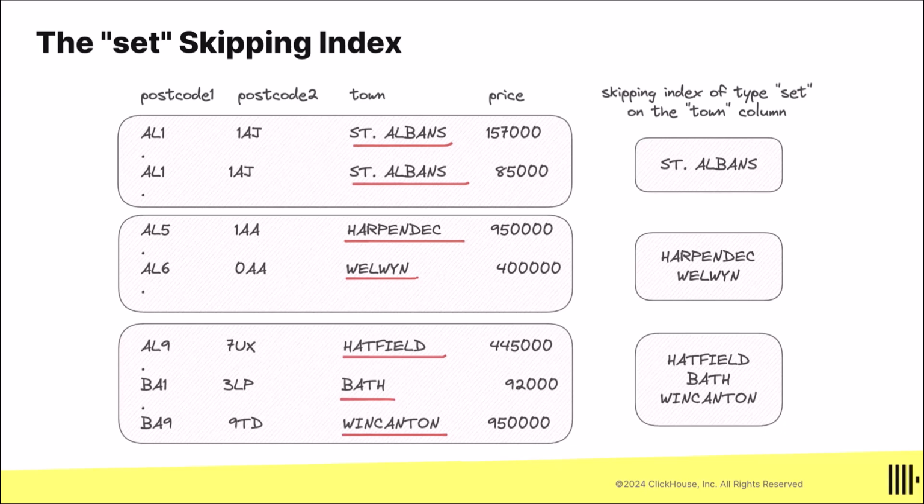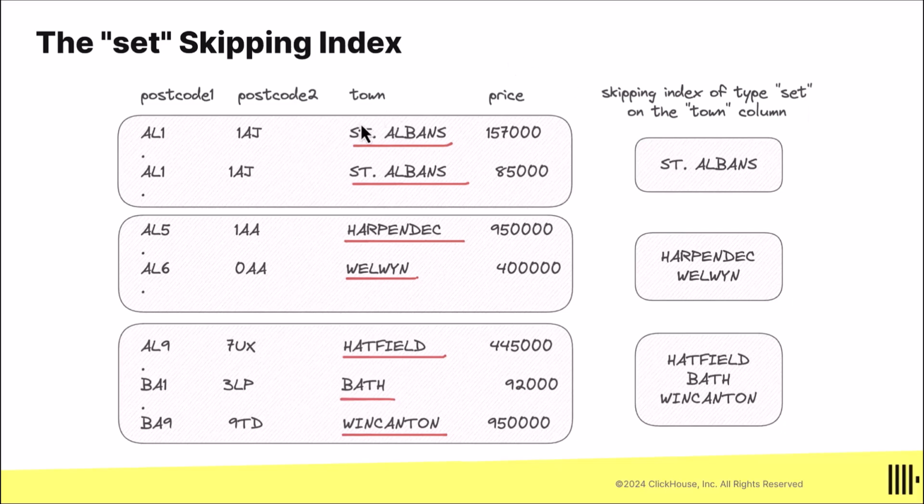The way it was sorted by postcode 1 and postcode 2, I noticed that there weren't that many unique towns in each granule. In fact, it was really common for a granule to only have one value of town. So what I'm going to do on the UK property data is create a set skipping index. What the set contains is all the unique values of a column. I'm going to pick town.